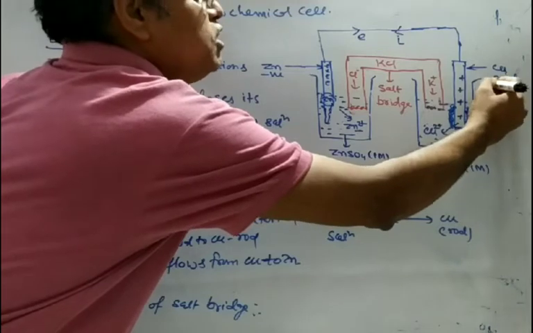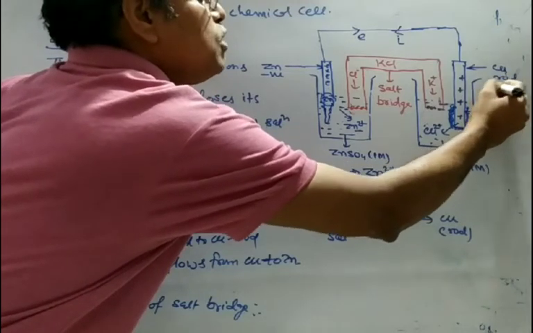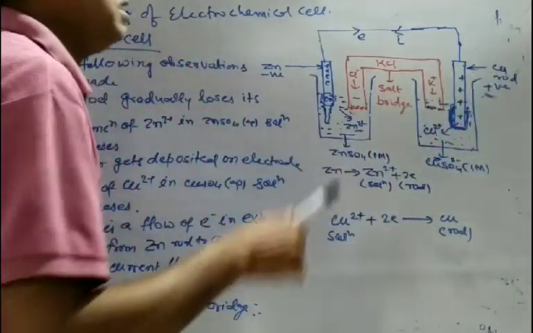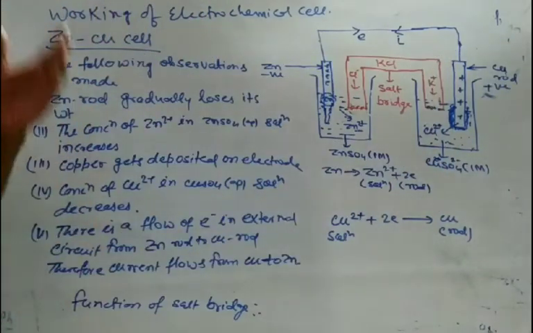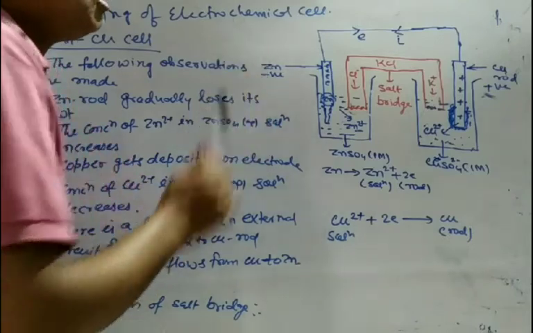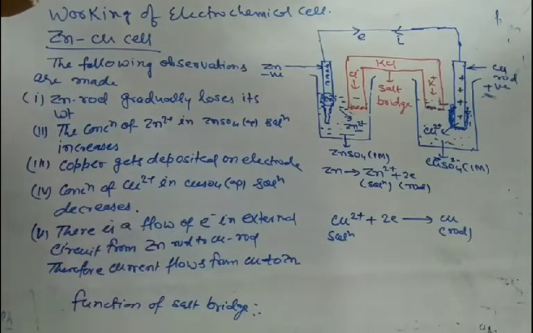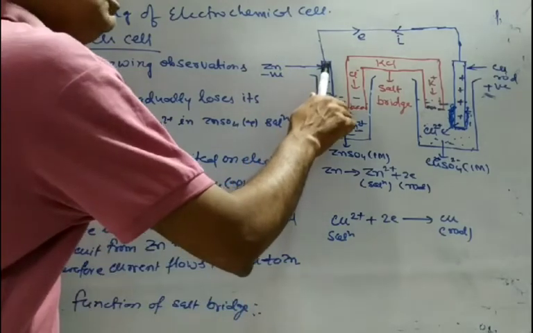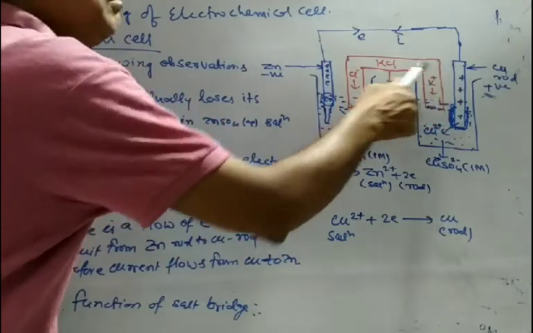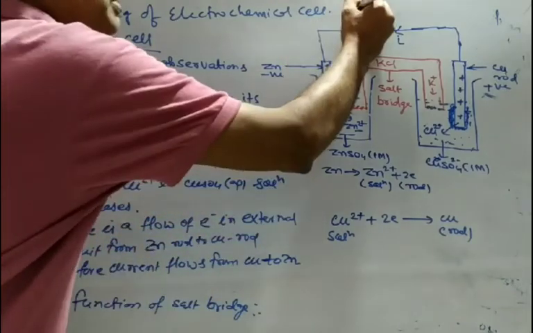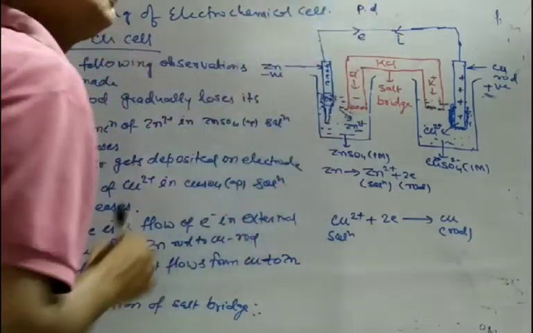It becomes positively charged. So this is the positive terminal of the cell. Copper rod becomes positive terminal and zinc rod becomes negative terminal of the cell. Okay. Now, due to the charge separation, it becomes negatively charged and it becomes positively charged. Therefore, there is a charge separation. A potential difference will be set up between these two.